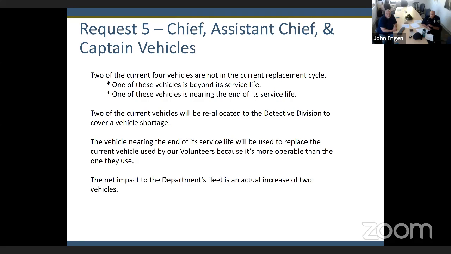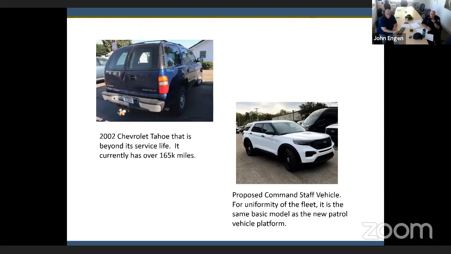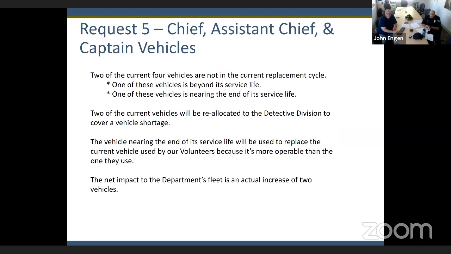And those 2 vehicles, one of which is an old Chevy Tahoe, are beyond their service life. That is the one that was the asset forfeiture vehicle. That's a picture of it there on the left. It's got over 165,000 miles on it and it's 18 years old. And the other vehicle is a 2012 Ford Escape. That is nearing the end of its service life, but once again is not on the replacement schedule. So what are we going to do with these vehicles?